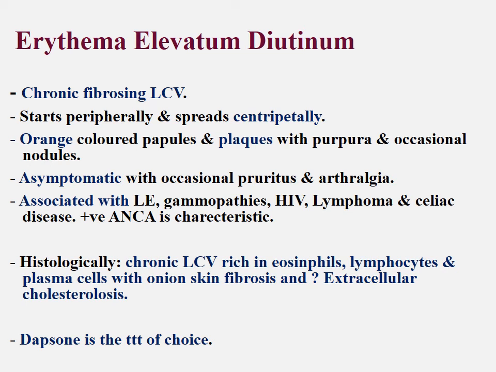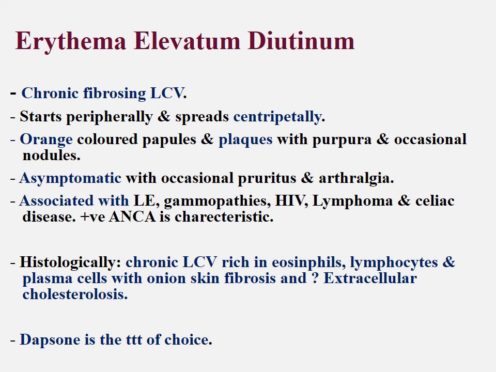Erythema elevatum diutinum. The word diutinum means chronic, long-standing. It has nothing to do with diurnal variations. It means chronic. So this is a chronic fibrosing type of leukocytoclastic vasculitis. It starts peripherally and spreads centripetally. It starts at the periphery of the limbs, dorsal of the hands and feet, and spreads towards the center of the body, towards the trunk.